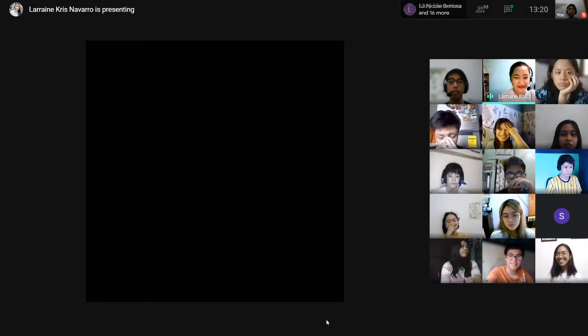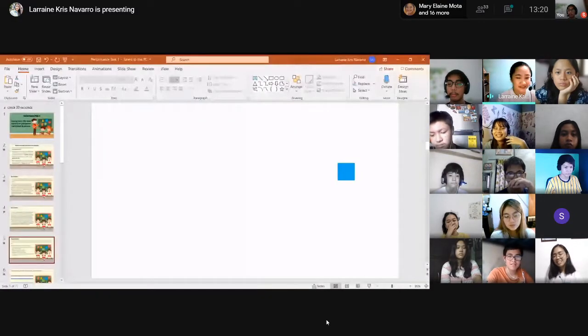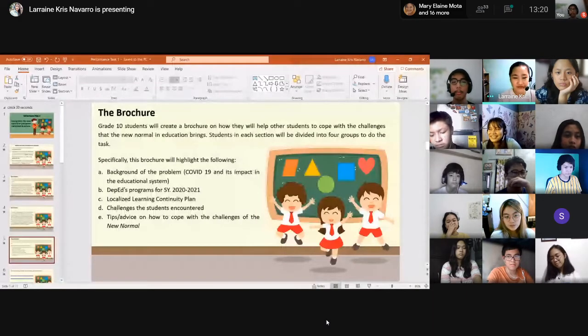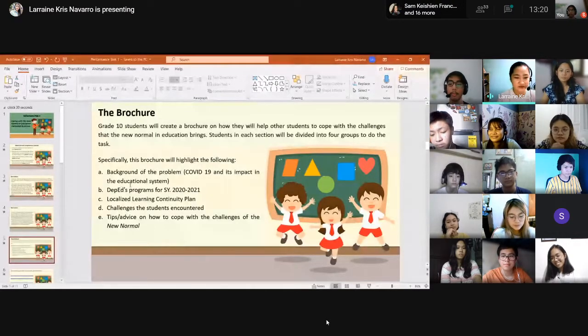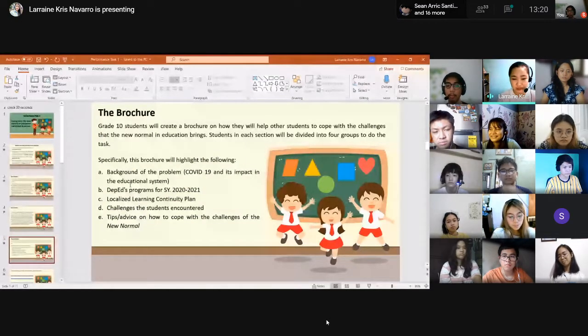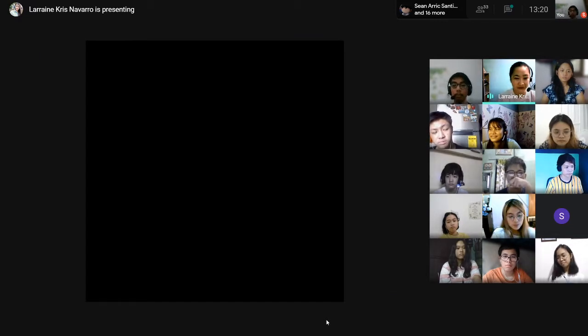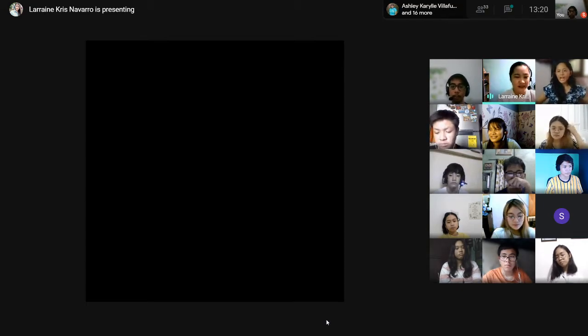Okay, so moving on. These are the possible things that you may discuss in your brochure. The first one is the background of the problem. Basically, it's COVID-19 and its impact on the educational system. You may consider giving a very short, brief background about the problem, like how it started, who are the affected ones, something like that. All right, what happened to the educational system, and a lot more.